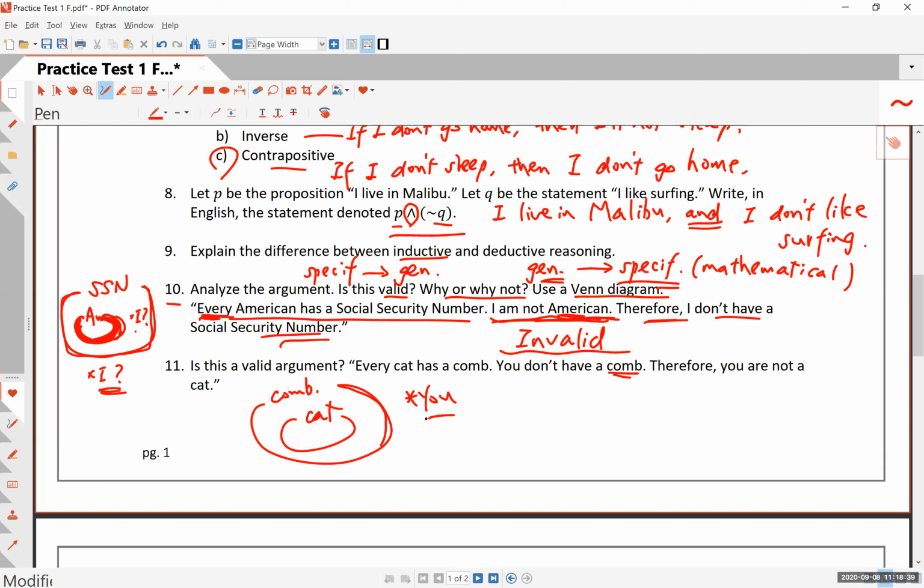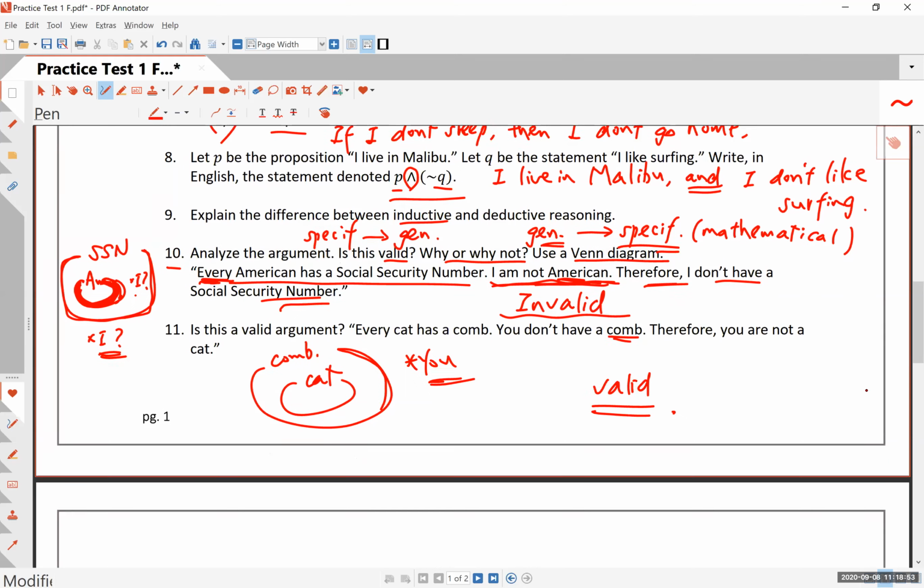No, because you're outside of the outer circle. If you are outside of the outer circle, there's no way you can be inside of the inner circle. So this is a valid conclusion based on the structure of the argument.